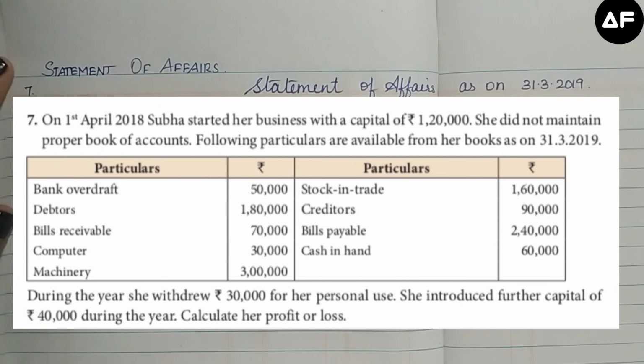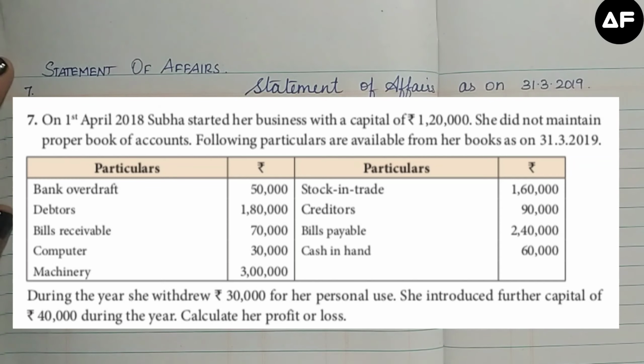Further in the sum, they have said that during the year she withdrew 30,000 for her personal use. So this 30,000 is nothing but drawings. She introduced further capital of 40,000, nothing but additional capital introduced during the year is 40,000. Calculate her profit or loss.